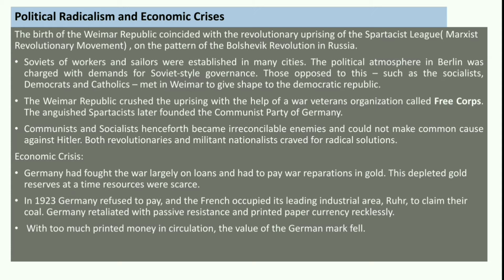And regarding economic crisis, Germany had fought the war largely on loans and had to pay war reparations in gold. This depleted gold reserves at a time resources were scarce. In 1923, Germany refused to pay and the French occupied its leading industrial area, Ruhr, to claim their coal. Germany retaliated with passive resistance and printed paper currency recklessly. With too much printed money in circulation, the value of the German mark fell.